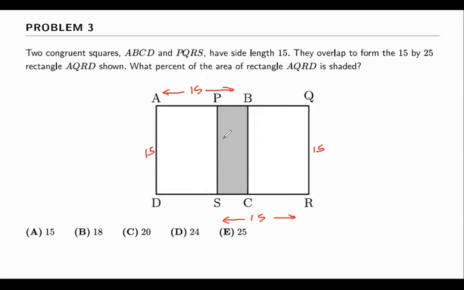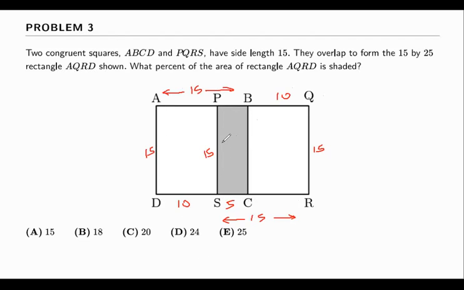Rectangular view. Okay, so how is this possible? This is 15, which means this is also 15, but they overlap to form a 15 by 25 rectangle, AQRD. Okay, which is good. That means A to Q is 25. If that's 25, and since this is 15, that should be 10. And with the same reasoning, SR is 15, so DS should be 10. So the SC has to be 5 because DC was 15. And then PS is the same as AD, which is also 15.